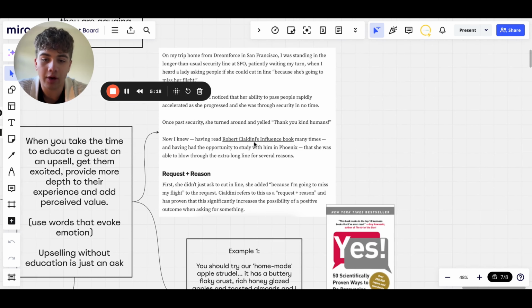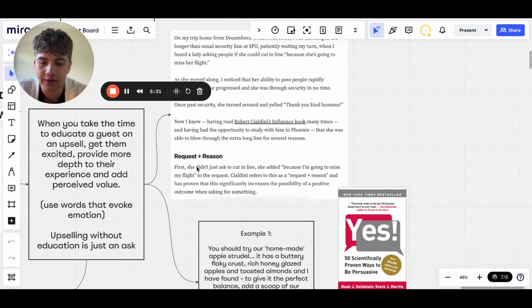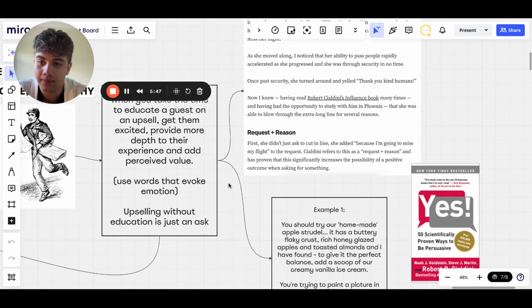Now I knew, having read Robert Cialdini's Influence book many times and having had the opportunity to study with him in Phoenix, that she was able to blow through the extra long line for several reasons, right? And the main one here is request plus reason. First, she didn't just ask to cut in line, she added, 'because I'm going to miss my flight,' to the request. Cialdini, the author, refers to this as request plus reason and has proven that this significantly increases the possibility of a positive outcome when asking for something, right?